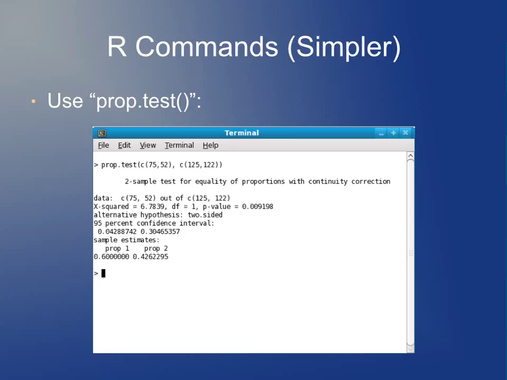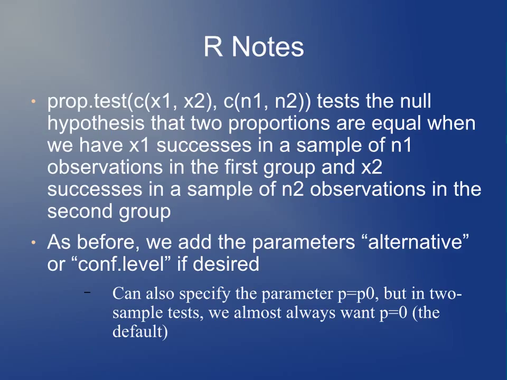At the 0.05 level, we would reject the null hypothesis of no difference between the two groups and conclude that the treatment group is better. And the 95% confidence interval for the difference in the proportions would be from about 4.3% to 30.5%.